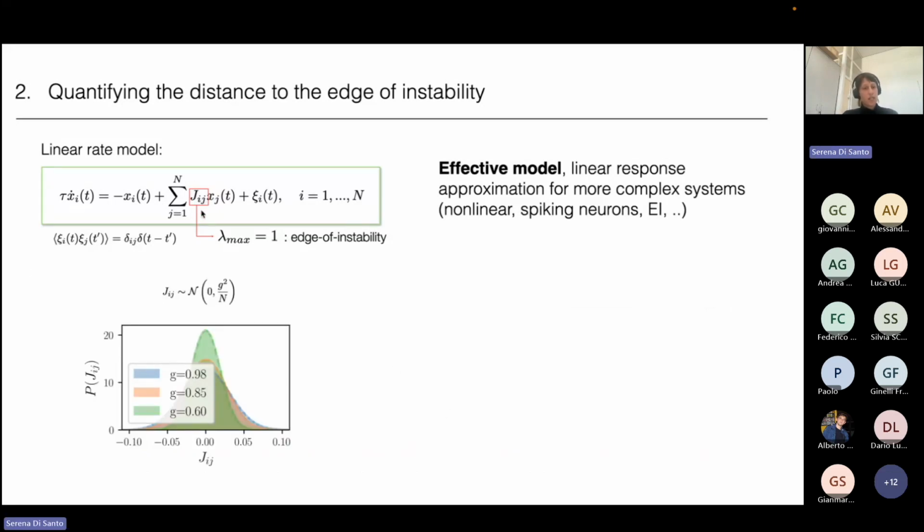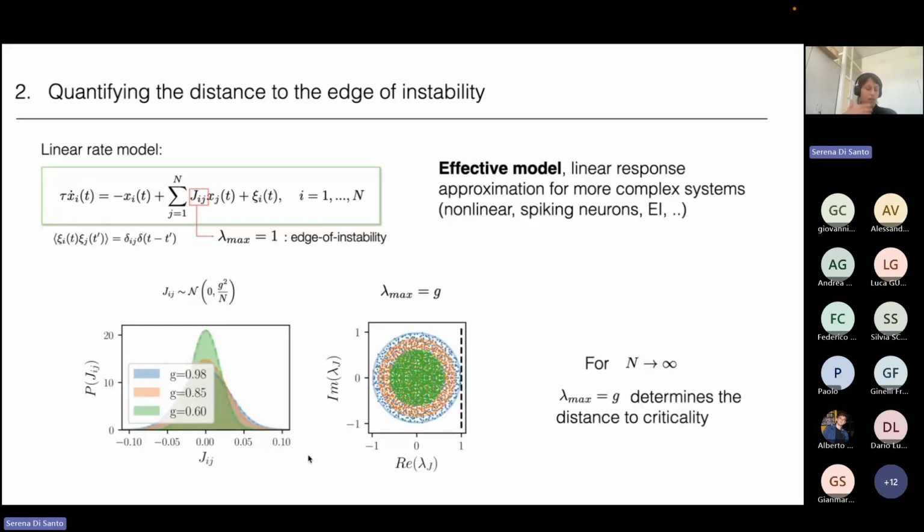So we're going to choose this G_ij to be a random matrix with Gaussian entries with 0 mean and variance g²/n, and here basically I'm plotting just different matrices, and then for these matrices, a known result from random matrix theory says that the spectrum of these matrices will be uniformly distributed within a disk of radius g. So the spectral radius of the matrix will be related to the variance of the entries.